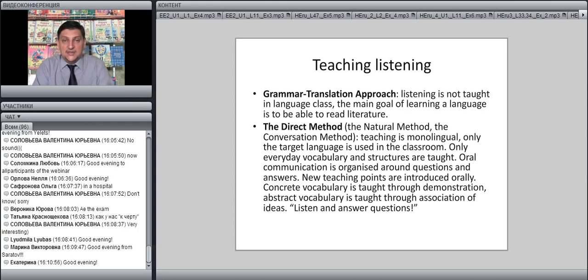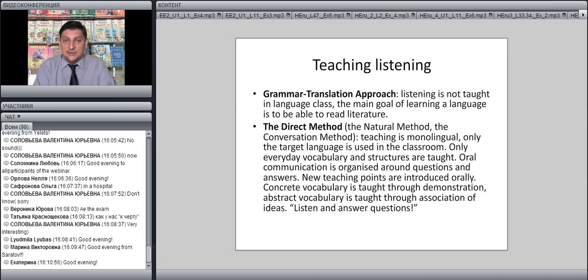When the direct method appeared in the 19th century, it is also sometimes called the natural method or the conversation method, the situation changed dramatically. All the teaching there is monolingual, and it is done only in the target language, and the target language is used in the classroom. Within this method, only everyday vocabulary and structures are taught, and oral communication is organized around questions and answers. New teaching points are introduced orally. If you need to introduce concrete vocabulary, you show pictures, so you demonstrate something, and if you need to introduce abstract vocabulary, you teach it through association of ideas. The motto of this approach is listen and answer the questions.